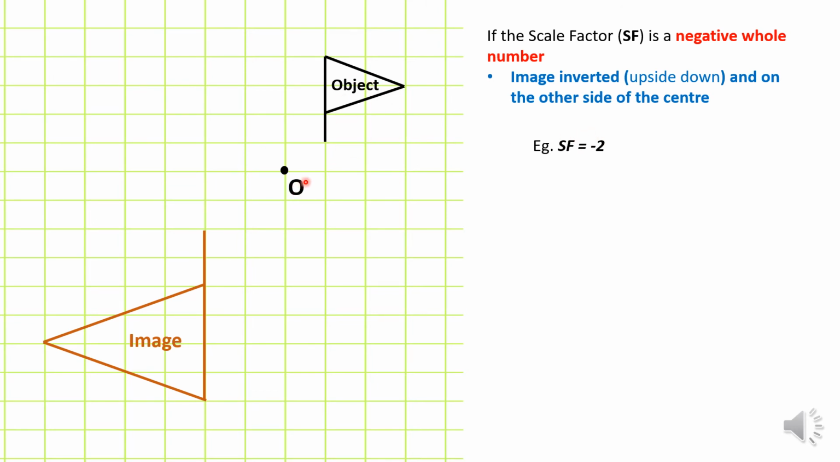So what you realize here is that you have your image, then you have your center, and then you have the object. So the center is sort of in the middle of the two, and the two shapes are sort of inverted from each other. All right, that is when you are dealing with a negative whole number. It's quite important that you remember that.